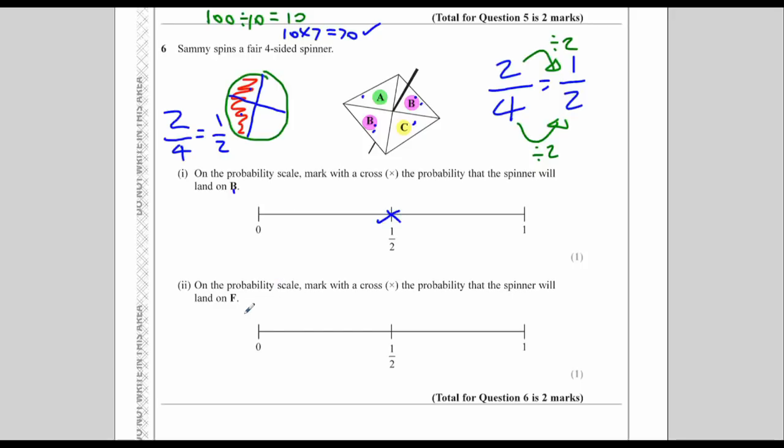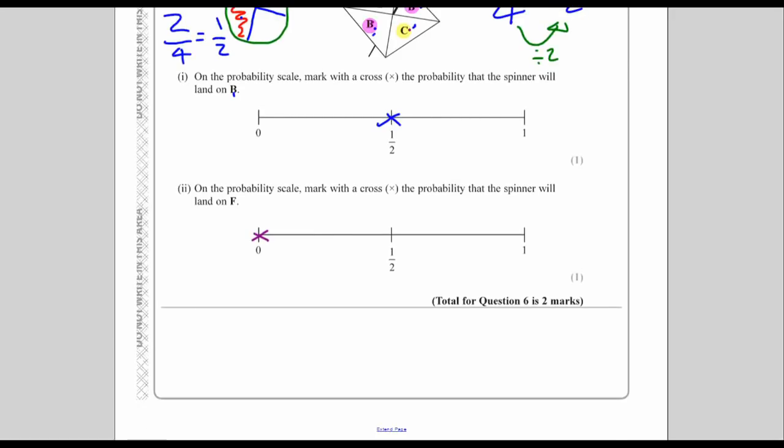Part 2. On the probability scale, mark with a cross the probability that the spinner will land on F. I don't know about you guys, but I can't see an F on that spinner. The only things you can get are A, B and C. Unless someone comes along and draws an F on, you can't get an F. So on that spinner, it can't happen. The probability is 0. Moving on.